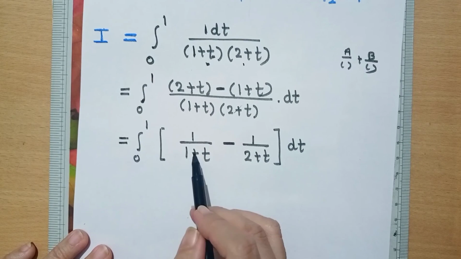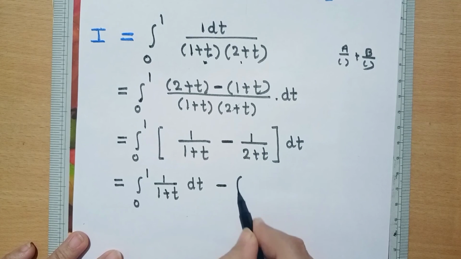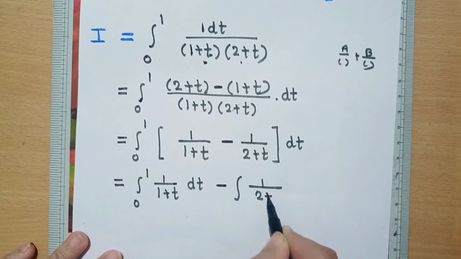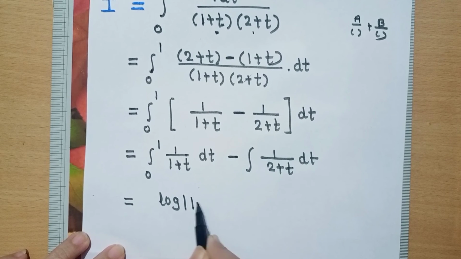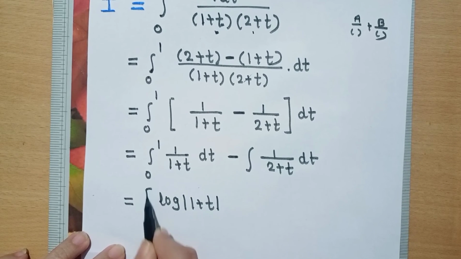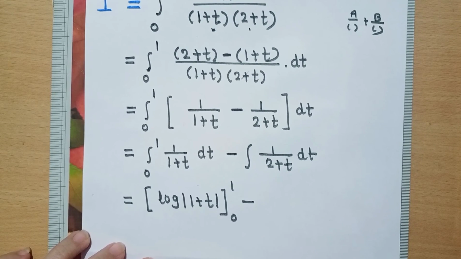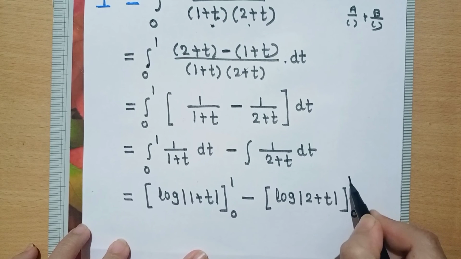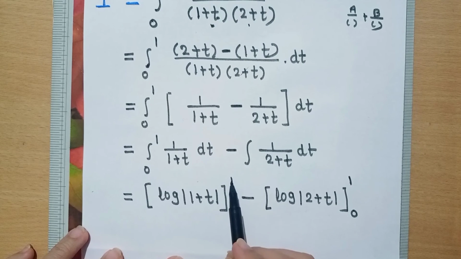And now we will integrate these two terms separately, and then the second, 1 upon 2 plus t into dt, and we know that its answer is log of mod of 1 plus t, and we will write this box bracket from 0 to 1, and the same for the second, and again here 0 to 1. Since the coefficient of t is 1, no need to divide by 1. And now we will substitute first the upper limit and then the lower limit.